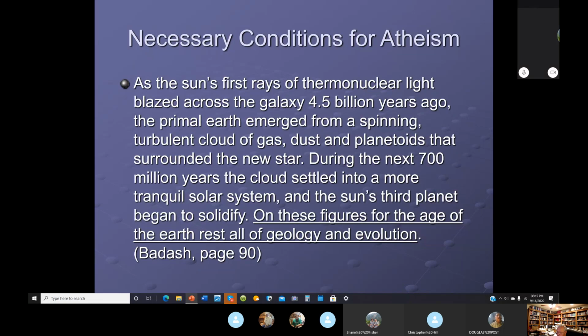But what we have here, they're all tied together. Geology and evolution. You have to have geology to support evolution, evolution to support geology. Of course, that's circular reasoning. And of course, they have to have time. Time is one of their key elements. They have to have lots of time.